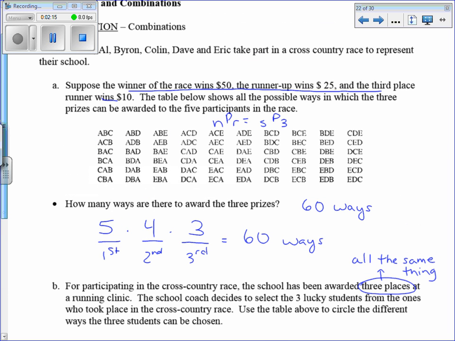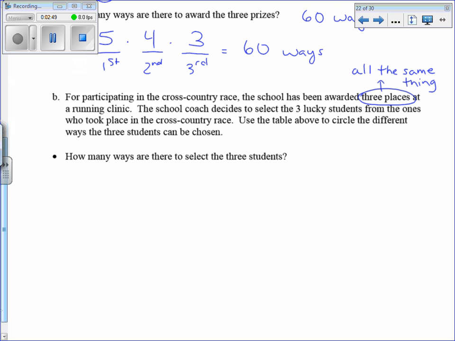So what we have is that all of these choices here that all contain A, B, and C, they would all amount to the same 3 people going to that clinic. So they're all the same combination. So we just need the top one, and that's true of each column because of the way that this question has been laid out, to have all of the combinations that involve the same 3 people listed in each column. So what we end up with there is instead of 60, we've got 1, 2, 3, 4, 5, 6, 7, 8, and we've got 10. 10 ways. So how many ways are there to select the 3 students?